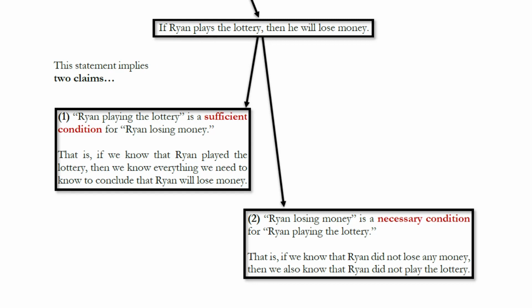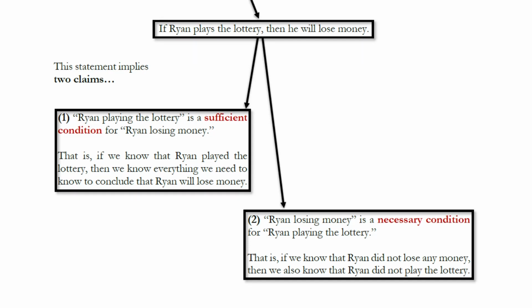With these explanations in place, we can now better understand what the conditional statement from arguments 1 through 4 means or what that statement is claiming. Recall that the statement says, if Ryan plays the lottery, then he will lose money. This statement is claiming two things. First, the statement claims that Ryan playing the lottery is a sufficient condition for Ryan losing money. So what this means is that if we know that Ryan played the lottery, then we know everything we need to know to conclude that Ryan will also lose money.